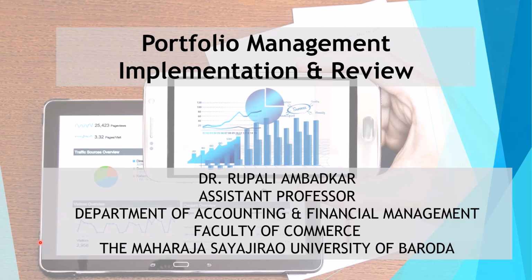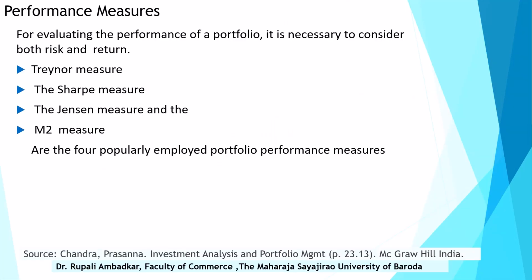Dear students, we have been learning about portfolio management, implementation and review. In this chapter, we are going to learn performance measures, where we are going to evaluate the performance of a portfolio and study the measures to evaluate the performance of a portfolio. The performance measures which we will be studying are Treynor's measure, Sharpe's measure, Jensen's measure called Jensen's alpha, and the M-square measure. These are the four popularly employed portfolio performance evaluation measures.